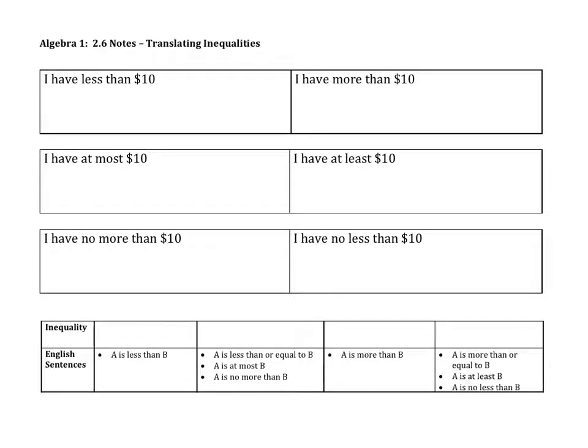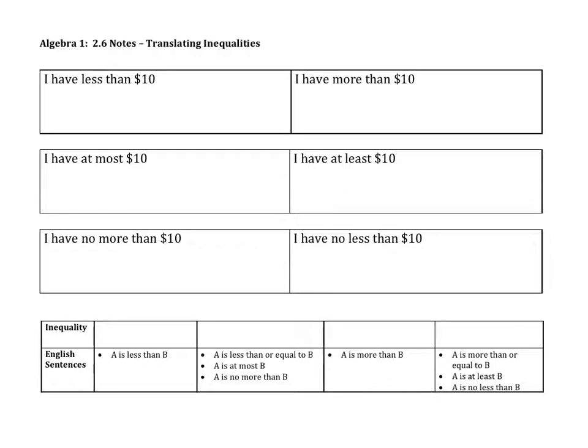Hey guys, so this is the last set of notes for Unit 2, and this one's translating inequalities. So inequalities are what's on the bottom of your notes here, and those are the symbols where you have less than, greater than, less than or equal to, or greater than or equal to, okay?